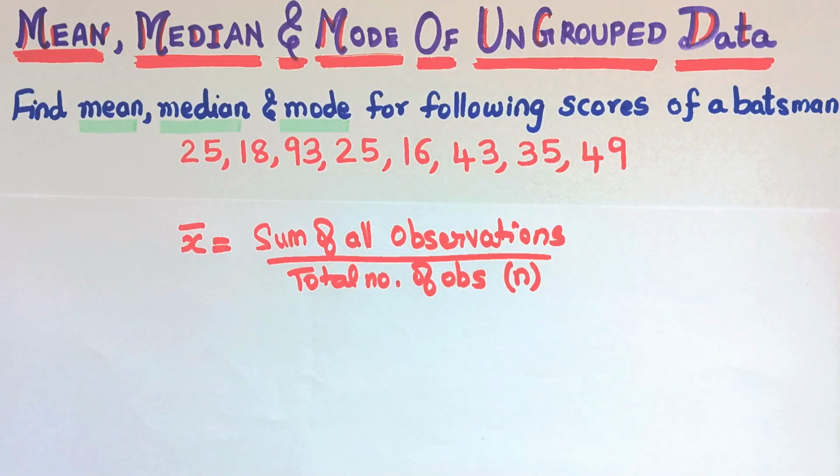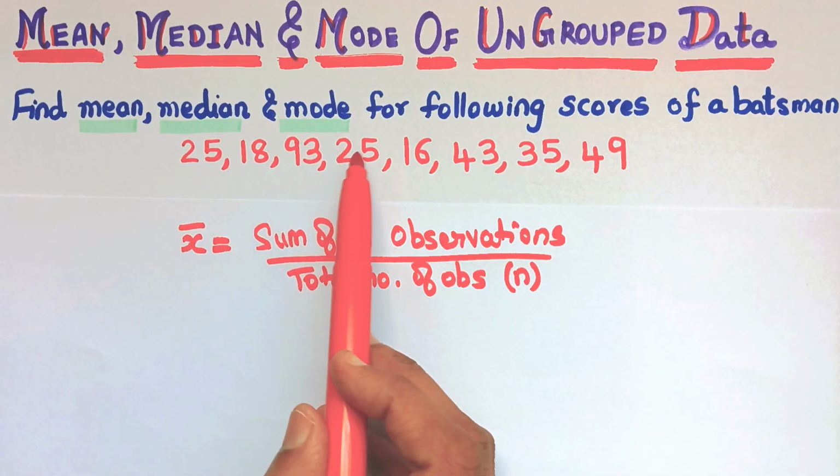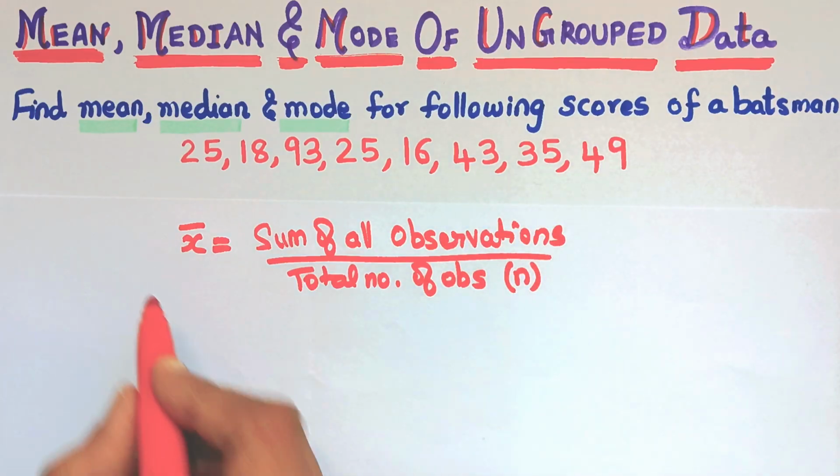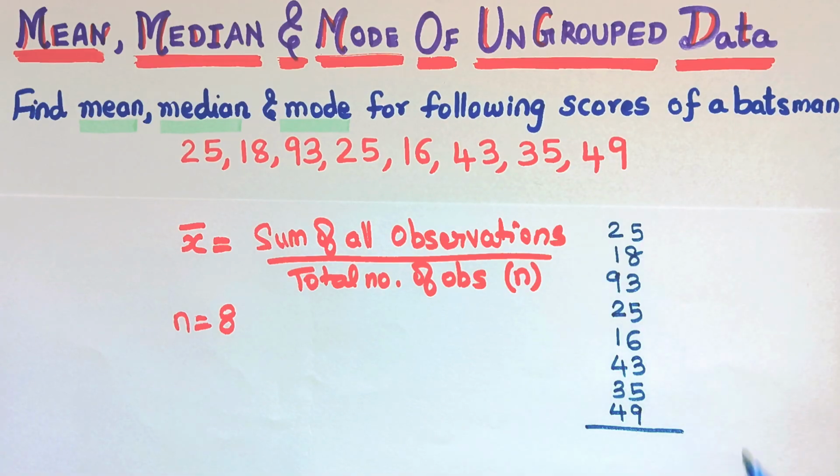So friends, first let's find out how many observations are there. So there are 1, 2, 3, 4, 5, 6, 7, 8. There are 8 observations. So my n is going to be 8. Now let's see what is the sum of all observations. Now these are all 2-digit numbers, so I'll arrange it one below the other. So friends, if you arrange like this, the mistakes will be much lesser. Now when I add all this, I will get the answer as 304.